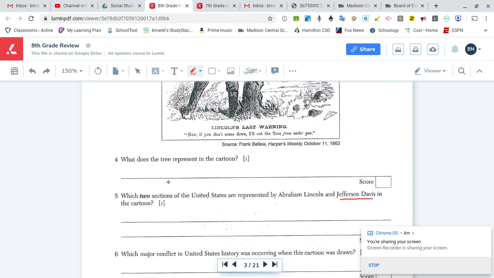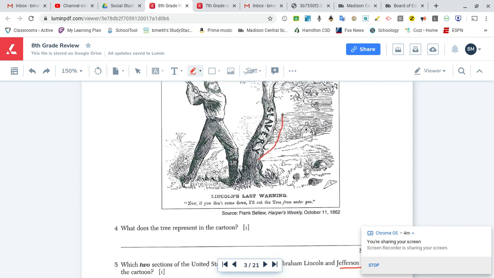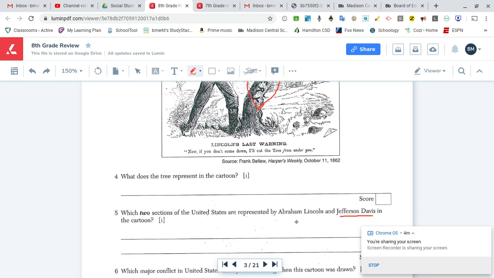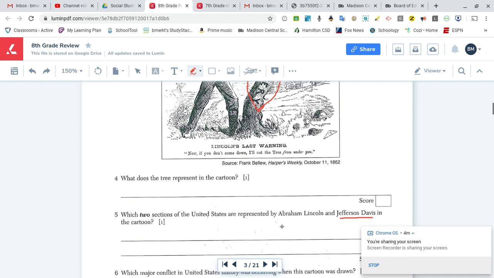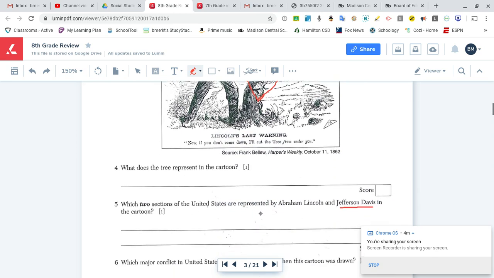But let's take a look at the first question. What does the tree represent in the cartoon? Once again, it's spelled right out. It represents slavery. That's an easy answer. What two sections of the United States are represented by Abraham Lincoln and Jefferson Davis in the cartoon? Well, Abraham Lincoln would represent, what do you guys think? That's right. He represents the North, the northern states, or the free states. This is Abraham Lincoln right here. And then, of course, Jefferson Davis, the guy up in the tree, would represent your southern states, or the slave states is what I would write.